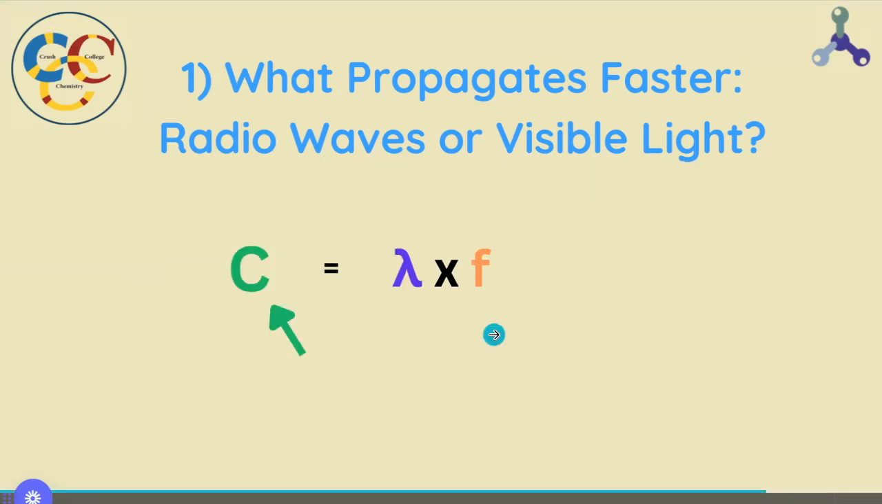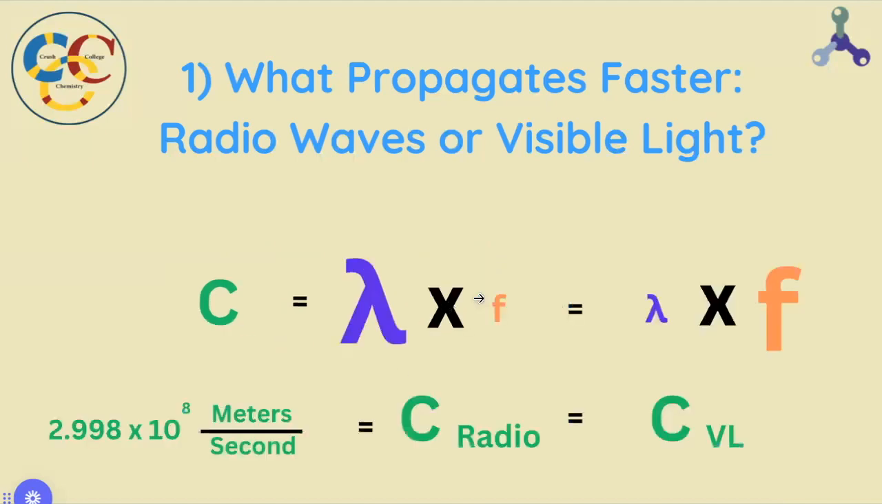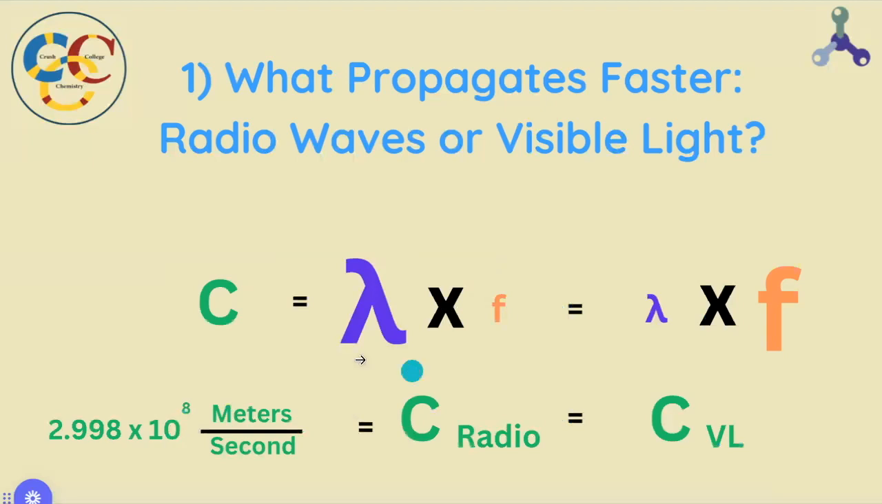What we need to do is look at this C term, which is the propagation speed of electromagnetic radiation, i.e. the speed of light. This is always the product of our wavelength times our frequency. And in empty space, also called a vacuum, this is always equal to 2.998 times 10^8 meters per second. Thus, this is a trick question because all categories of light propagate at this speed.